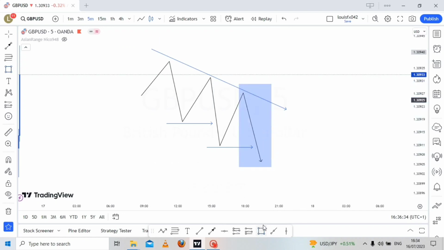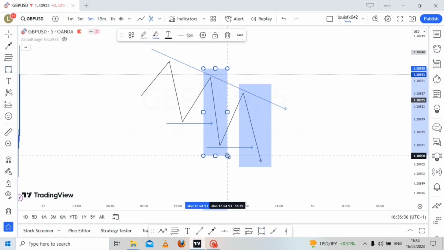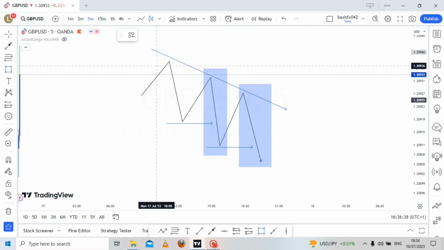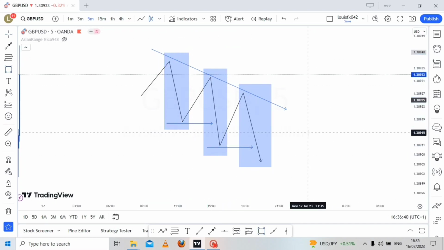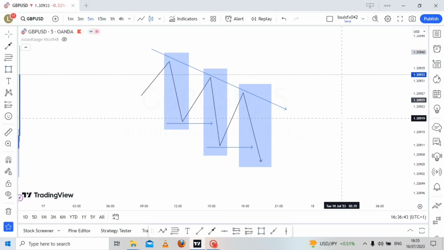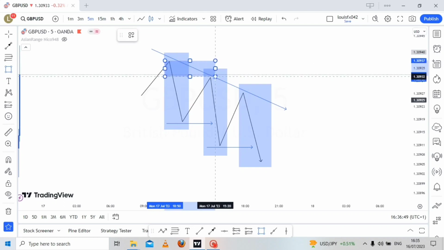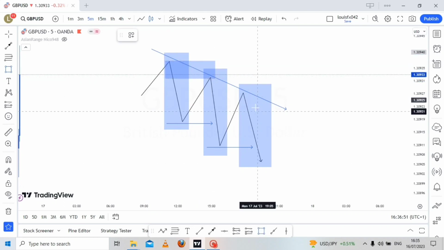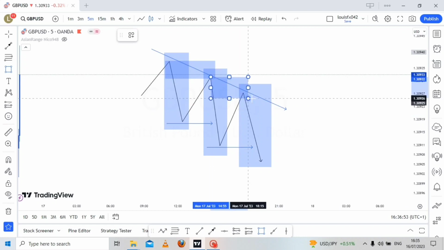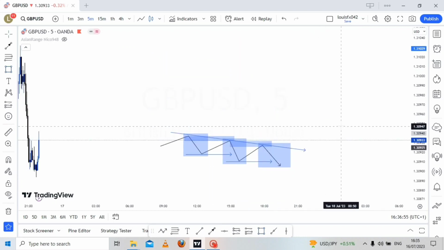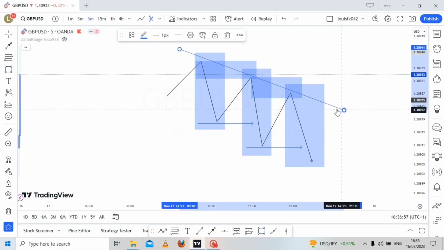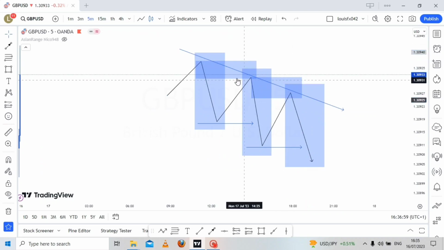This one, and then this one. So if you're going to be trading in this sort of market situation, you should be trading from zones like this, and then zones like this. This is what you should be trading from. These are all your supply zones.